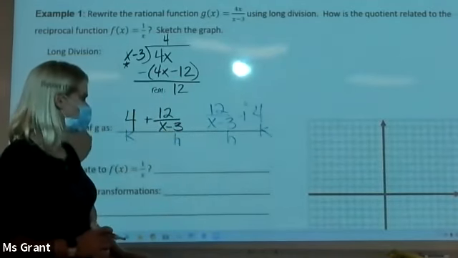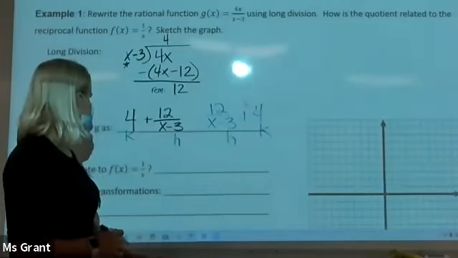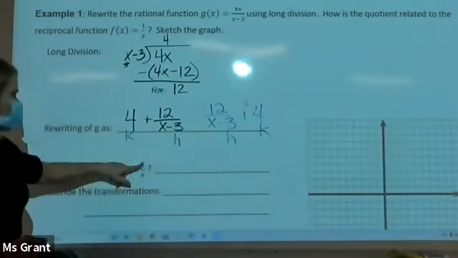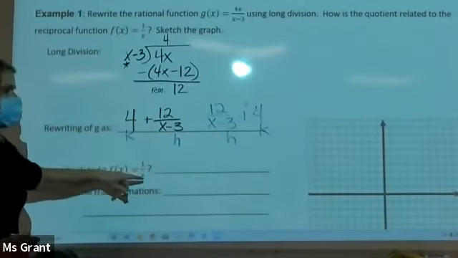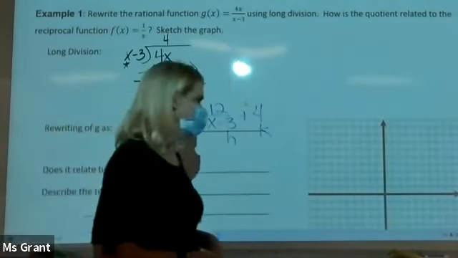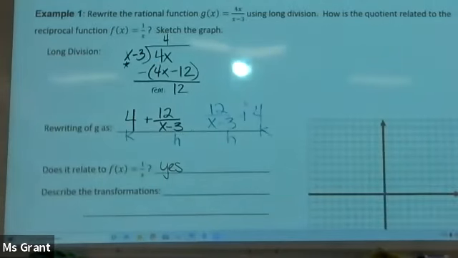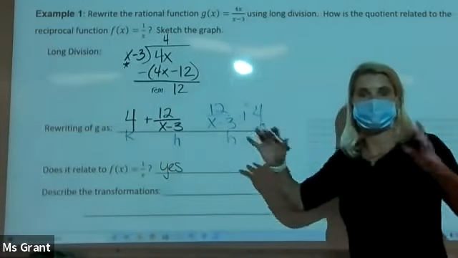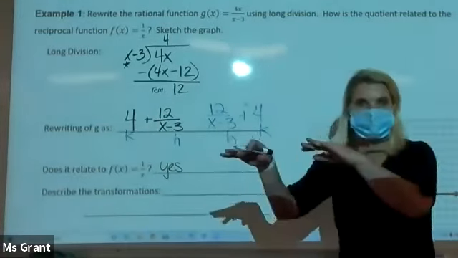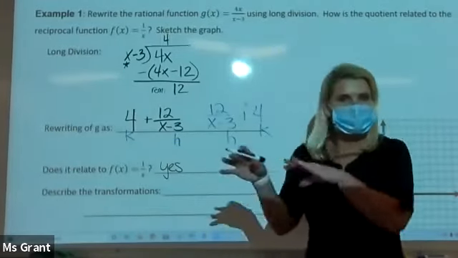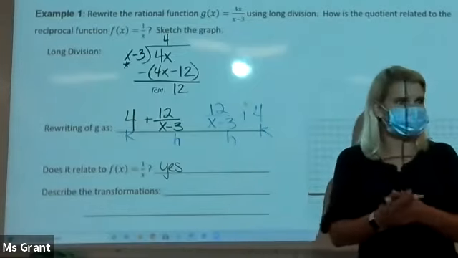So now, let's use this h and this k to help us. What does the h mean? Does it relate to 1 over x? That means, is there a variable in the bottom? Yes. It's a rational function. What does my h mean? Tell me what negative 3 does. 3 to the right.